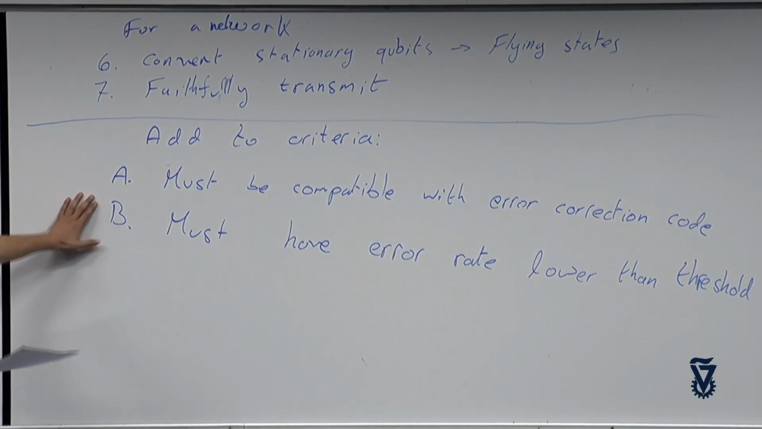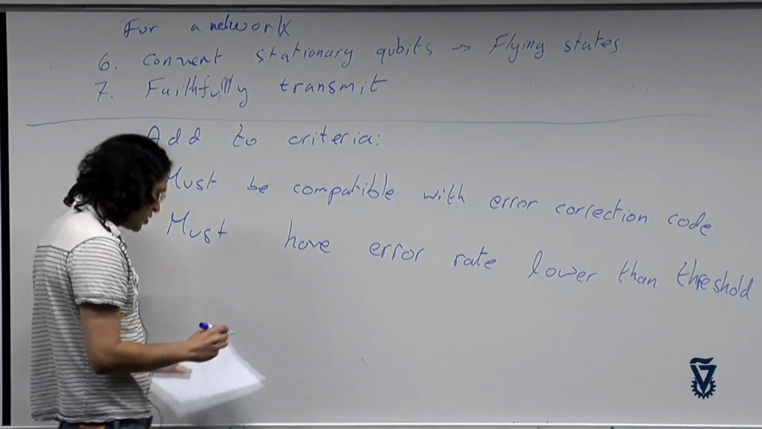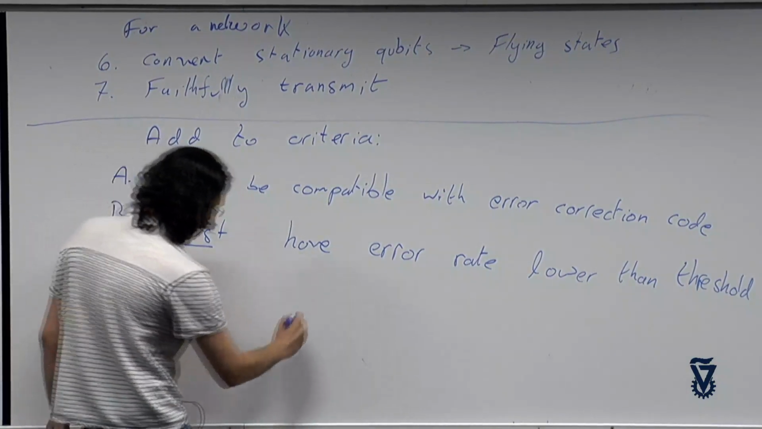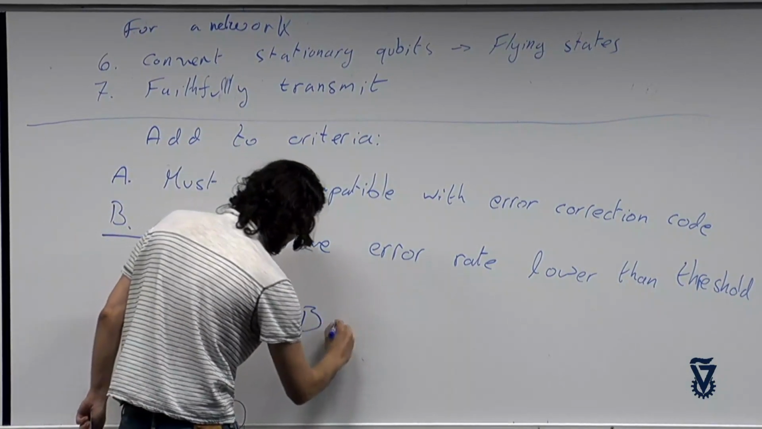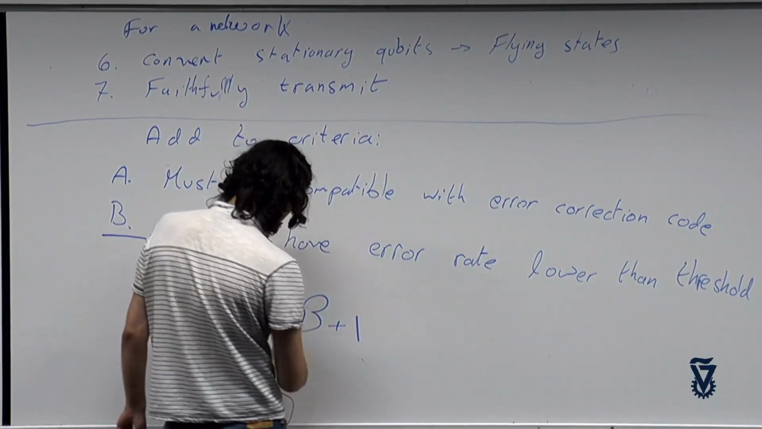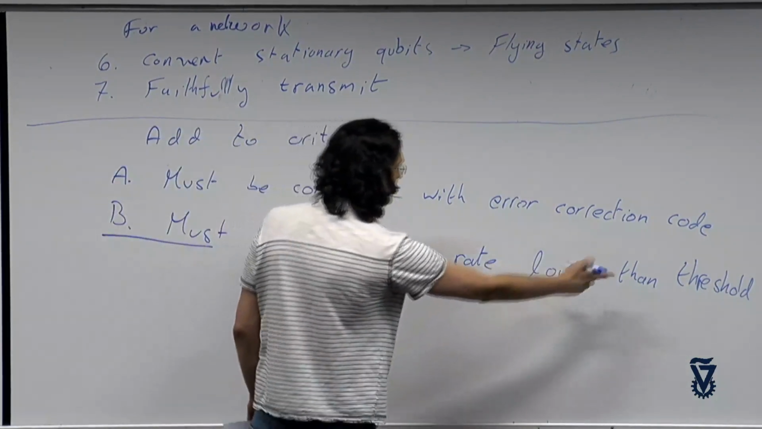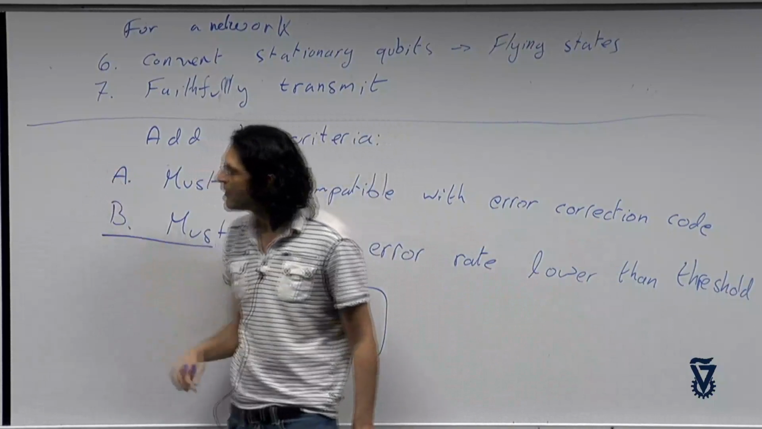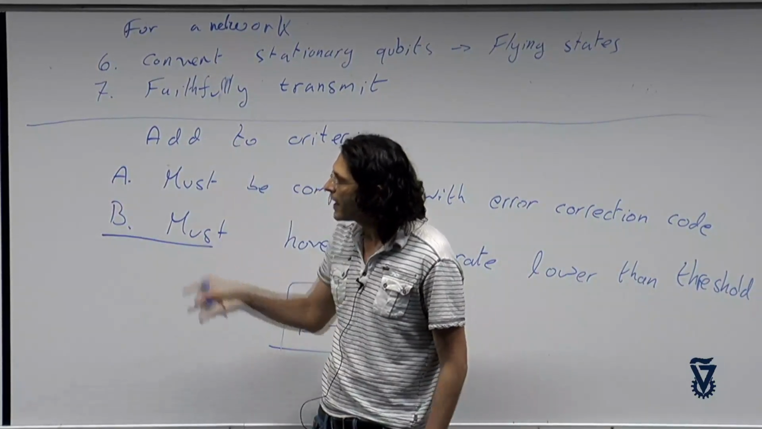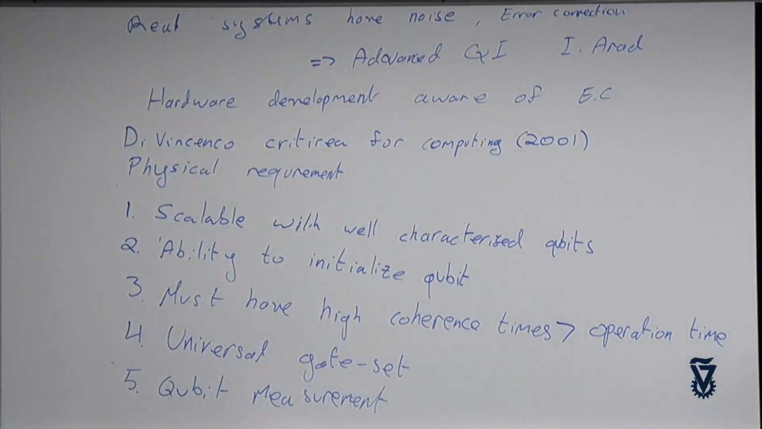And I think what is more important to mention in our context is that no technology has fulfilled B, or maybe B plus 1. So this thing, B, must have error rate lower than threshold, and number one that we had on the other board, scalable, with well-characterized qubits. No technology has demonstrated this till now.